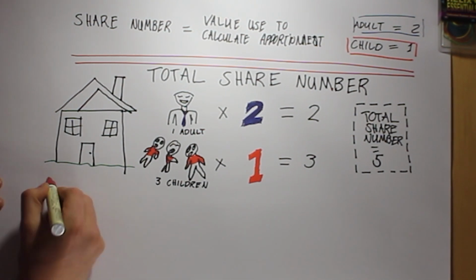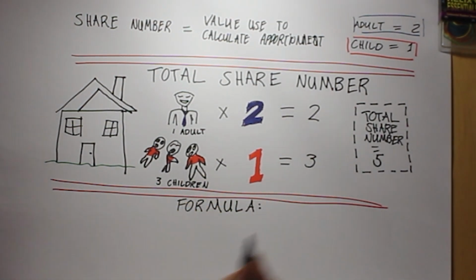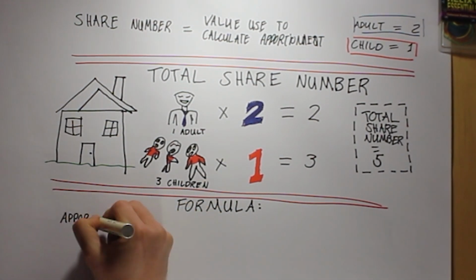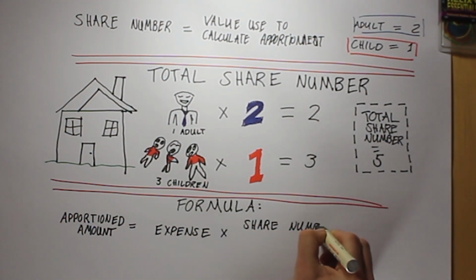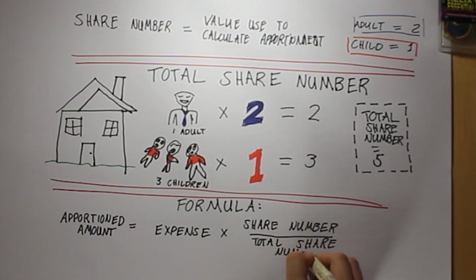From this, a formula can be stated. A formula that says apportionment amount is equal to the expense of the particular item times the fraction, that is, the share number of the particular member, divided by the total share number of the household. The expense will usually be the value stipulated on the receipts and will be the amount that you use on the total side of the column.